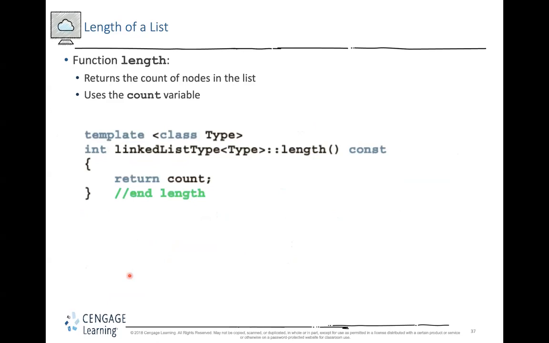So we have this variable that actually remembers the size of the list. So this is very straightforward. Somebody just returns the value of that variable, count. That will give you the size or the length of the list.